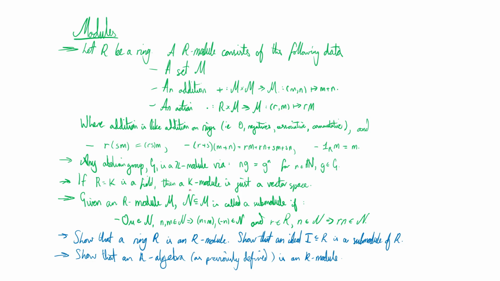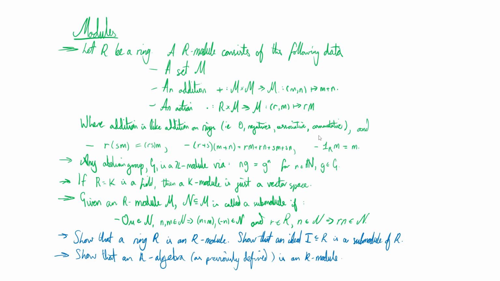Again, fields are written K due to the German word Körper, which means body, which meant like a whole, but that was brought into French to be like corps, and then that means field in French, so field.